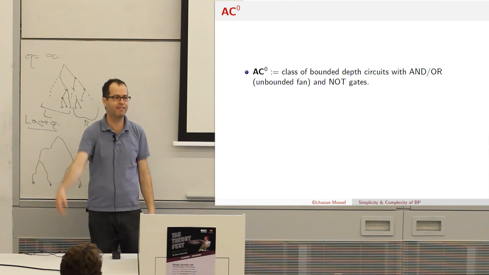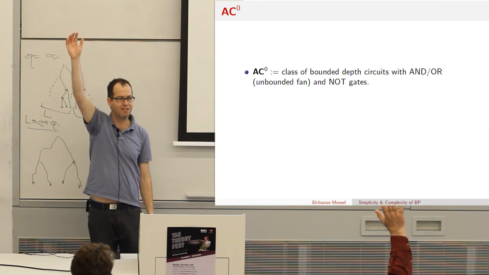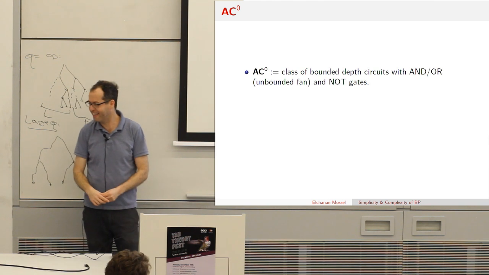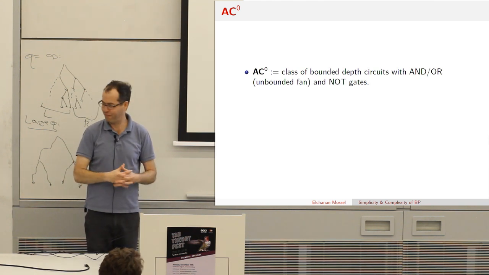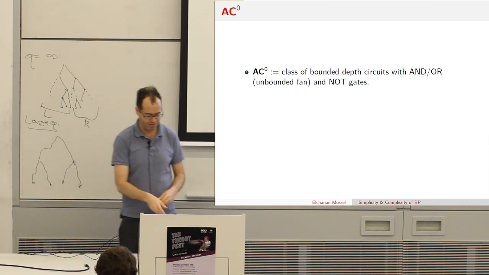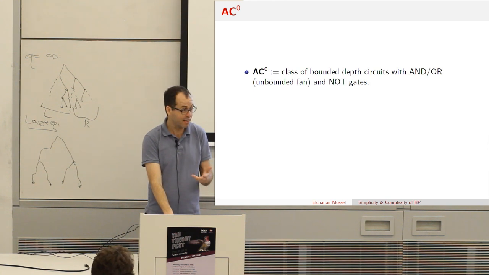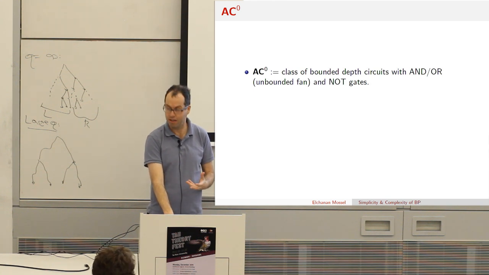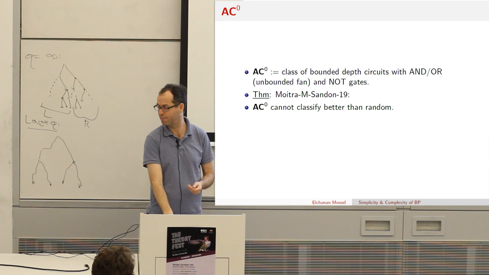Who knows what AC0 is? Raise your right hand. Oh, very good. Wow, that's a great crowd. So AC0 is the class of bounded depth circuits with AND and OR gates. And I'm going to start telling you what we know about belief propagation in the context of circuit classes.